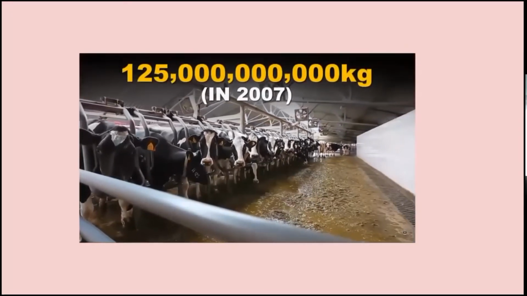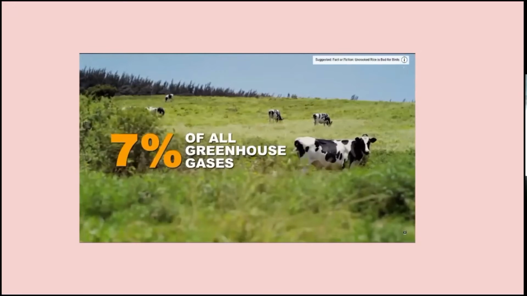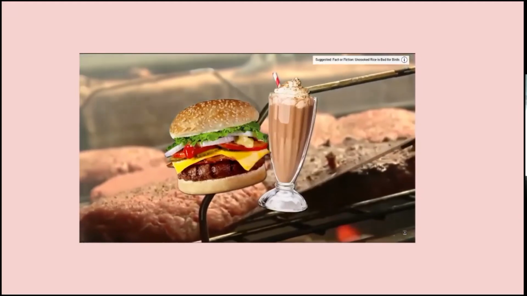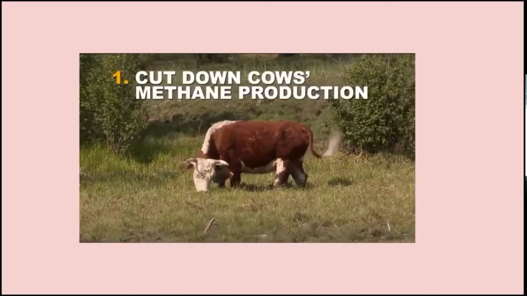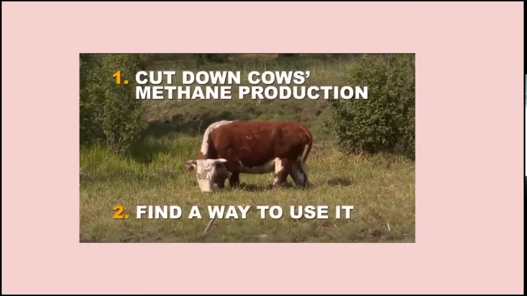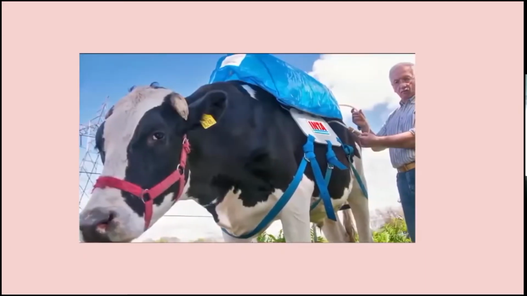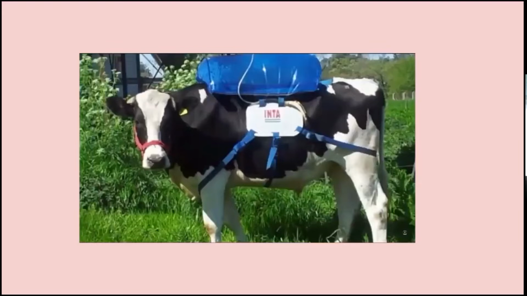About this many in 2007. That's enough to make up about 7% of all greenhouse gases emitted by human activities. The planet is paying a high price for our burgers and shakes. So what can we do to save us from ourselves? Well, there are a couple of options. Either cut down the amount of methane the cows produce in the first place, or find a way to capture and use it. People are experimenting with adorable little backpacks to collect cows' gassy emissions, but it's probably more efficient to stop the burps in the first place.